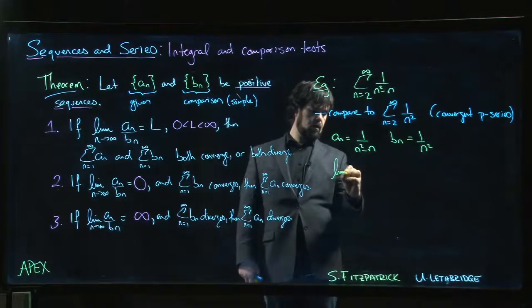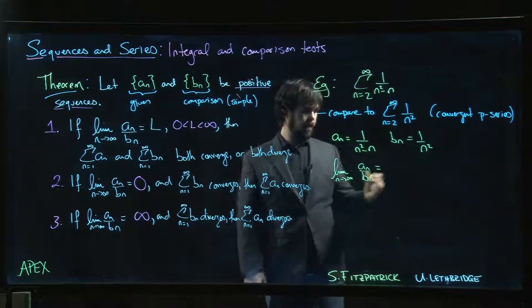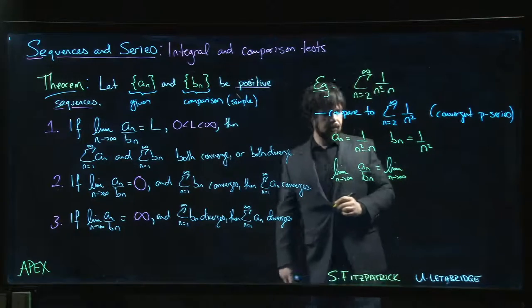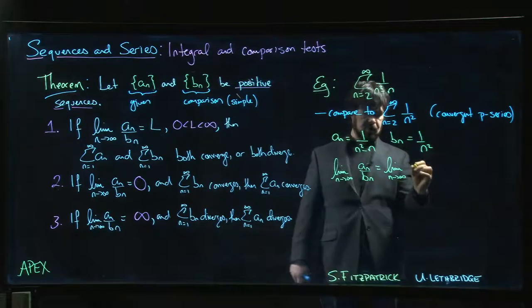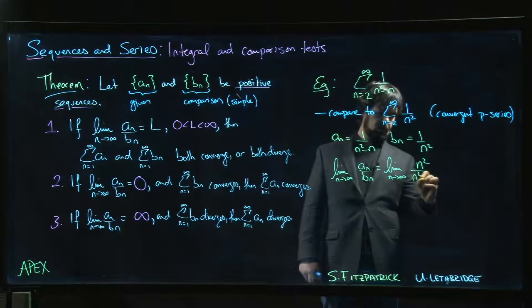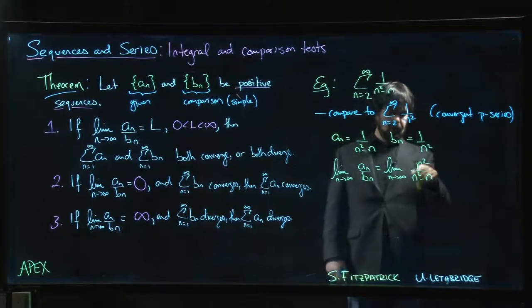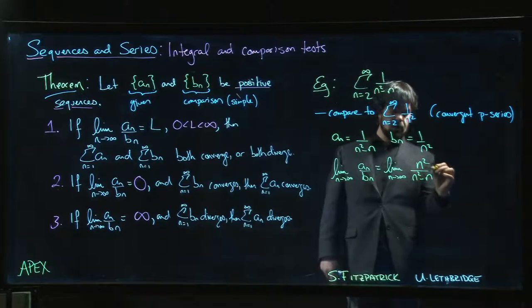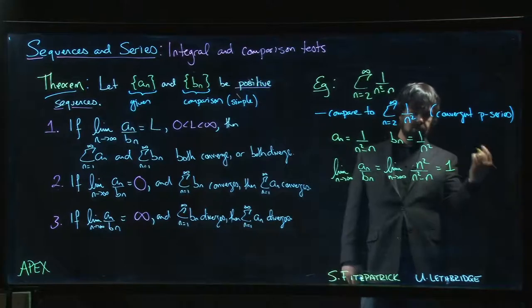So the limit as n goes to infinity of a_n over b_n. Dividing by 1 over n squared is the same as multiplying by n squared, so we have the limit as n goes to infinity of n squared over n squared minus n. And that limit is 1. Highest degree top and bottom is equal, power 2 top, power 2 bottom. We look at the coefficients, 1 over 1. We know that limit is 1. And 1 is bigger than 0 and less than infinity.